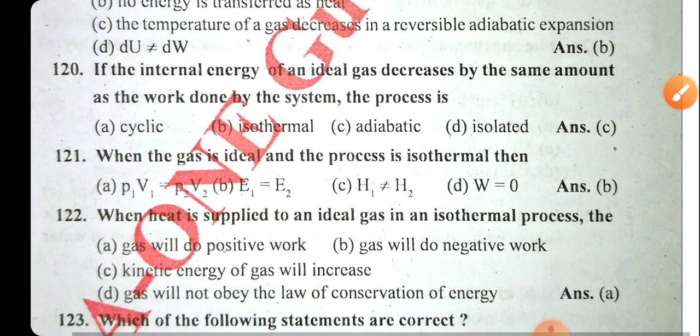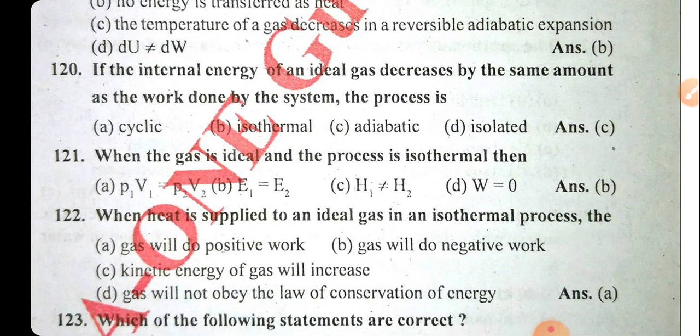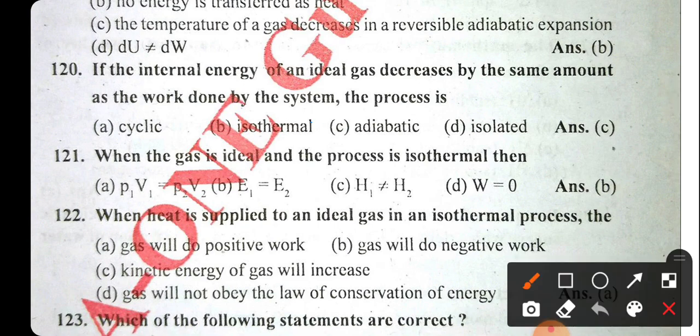Now the next question is, if the internal energy of an ideal gas decreases by the same amount as the work done by the system, the process is an adiabatic process. That will be the right answer, option number C. When the gas is ideal and the process is isothermal, then what will happen? That is E1 is equal to E2, the right answer, option number B.